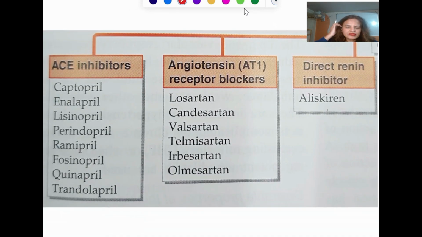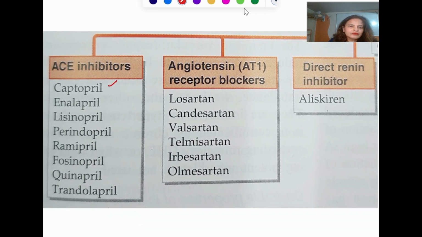So ACE inhibitors, that is captopril. What all comes under ACE inhibitor or angiotensin converting enzyme inhibitor? This slide I have taken from KD Tripathi. So captopril, then enalapril, lisinopril, perindopril, ramipril, fosinopril, quinapril and trandolapril. Then angiotensin receptor blockers: we have losartan, candesartan, valsartan, telmisartan, irbesartan and olmesartan. And the direct renin inhibitor available is aliskiren. Okay.